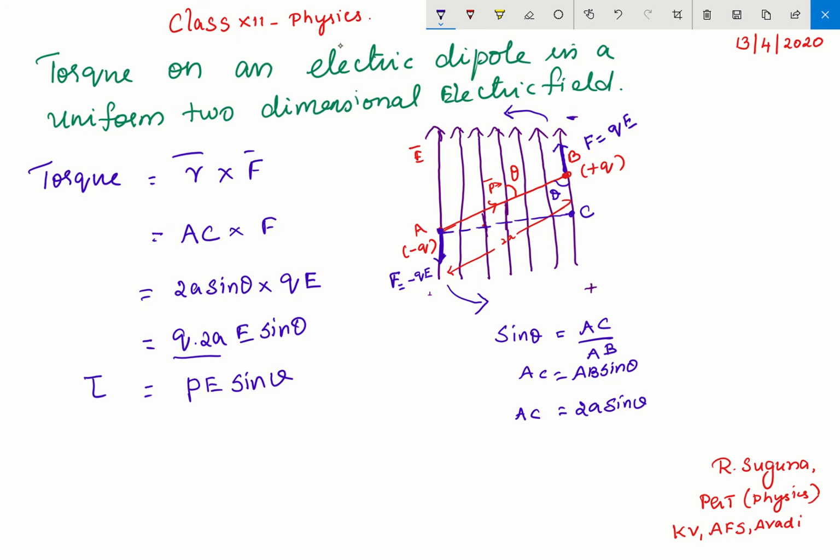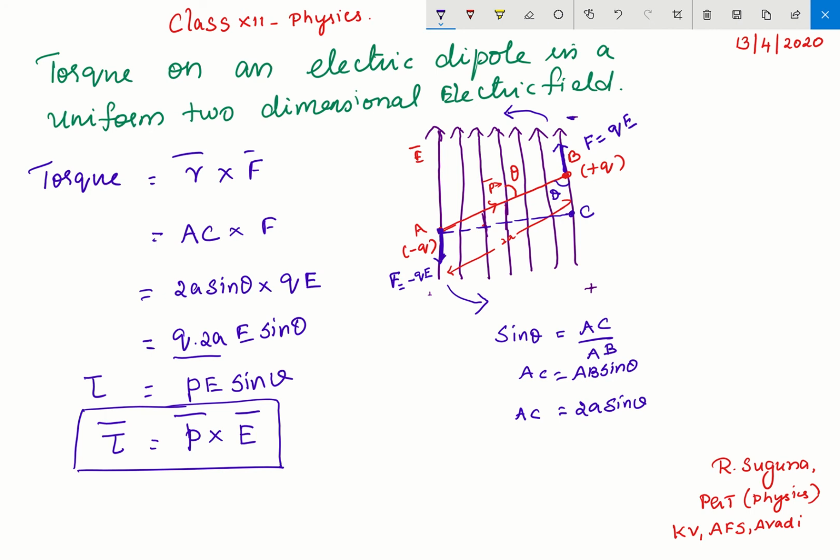Therefore, you know very well that tau is a vector, right? Therefore, the torque is nothing but P cross E. So this is the expression for the torque experienced by the electric dipole in a uniform electric field. But here, what is the direction of tau? How to find out? You know that it is nothing but an axial vector, right? We have seen in 11th standard. So P and E. Therefore, how to find? Just by using the right hand screw rule.